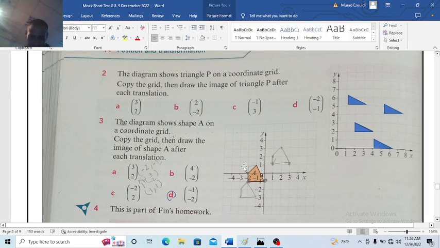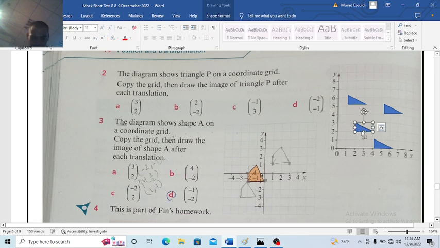Then what else? The rest will be easy also. This is my original shape. I will translate this triangle 2 units to the left, 1 unit down. So this is 1 unit, 2 units, and 1 unit down like that. I think that is clear for you learners.